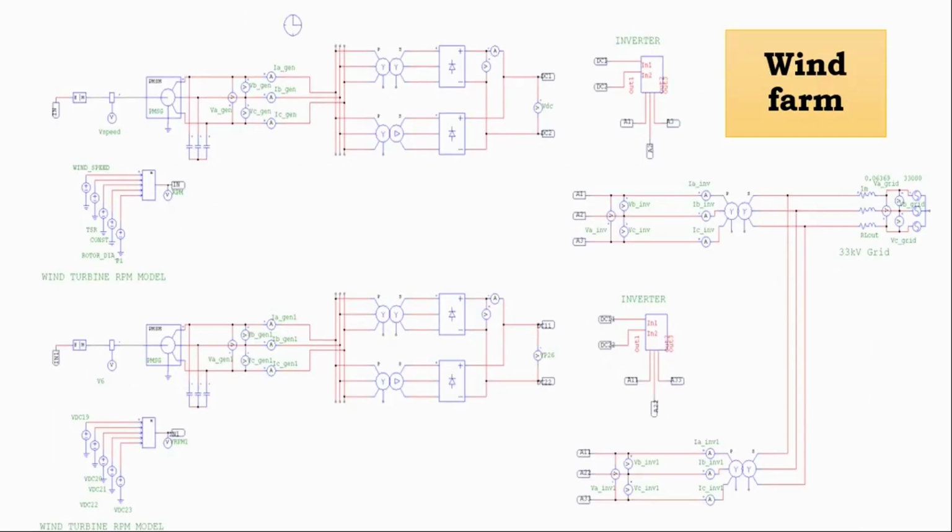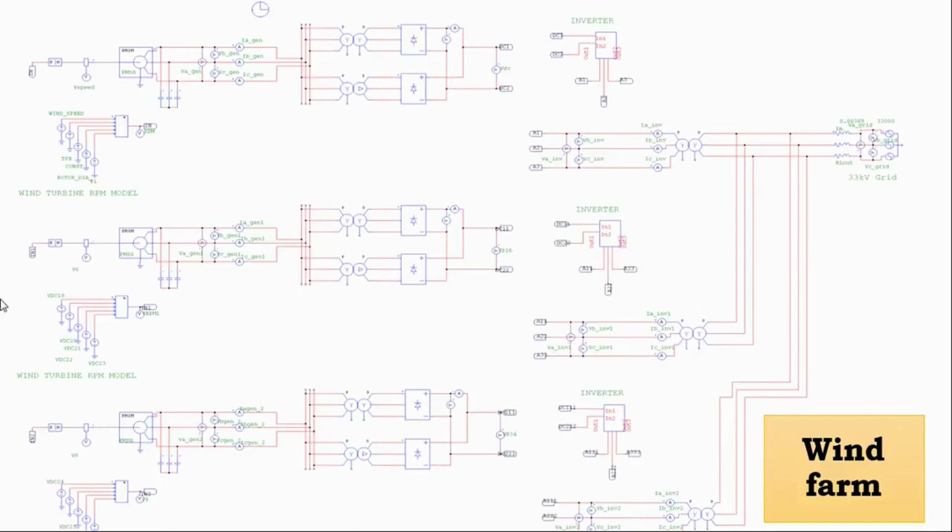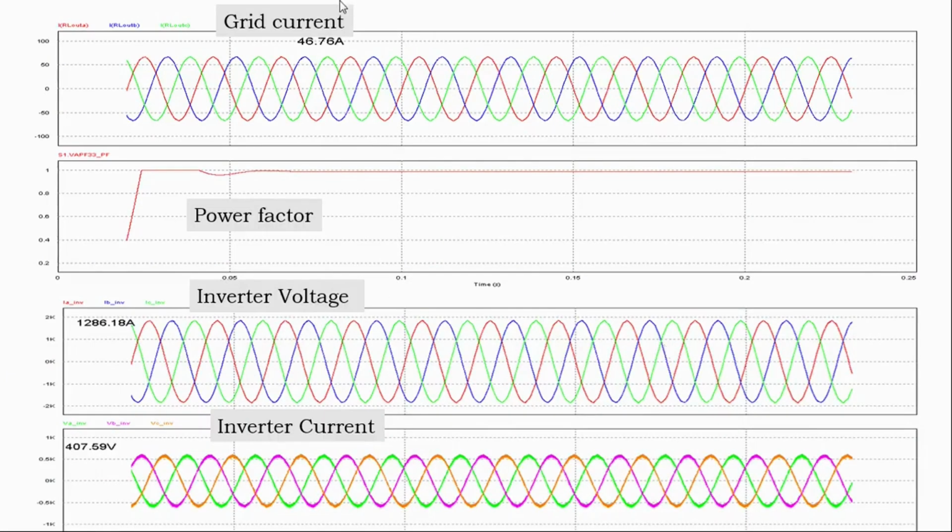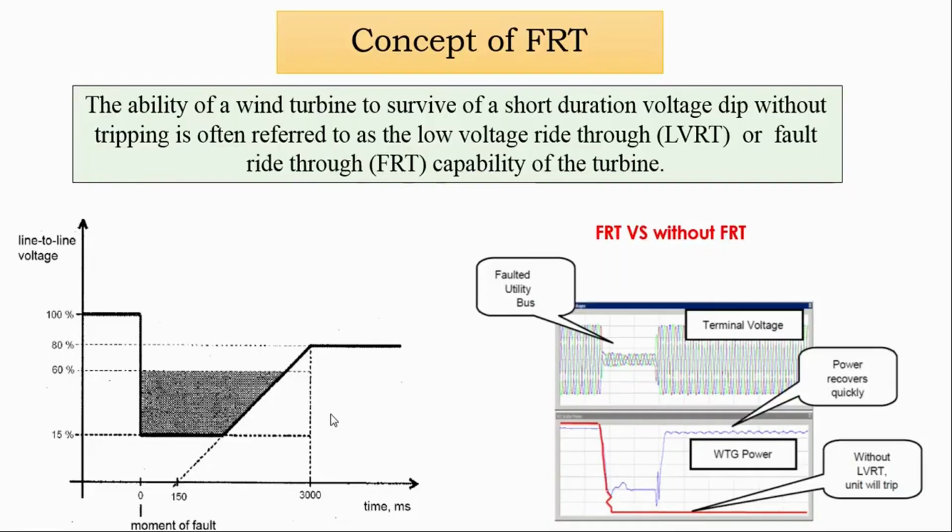Now, if we go for two wind turbines connected in parallel and feeding power into the same grid, and you can use multiple wind turbines for the same. So these are the grid current, which is 3 times more compared to the first case, the power factor, inverter voltage and inverter current accordingly.